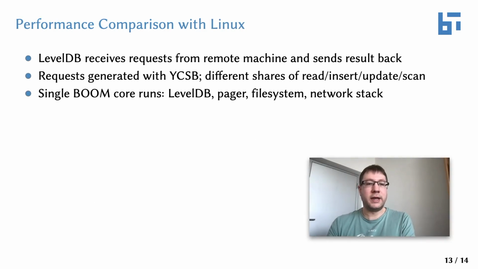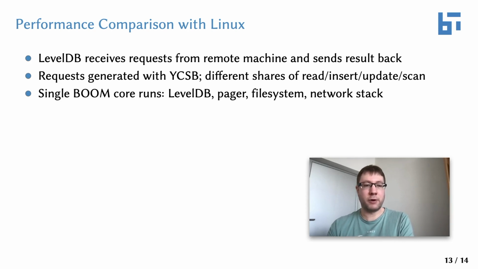Now let us look finally at the performance comparison with Linux that we did. So we run both the Linux and M³v on our FPGA platform. And we used LevelDB as the benchmark that runs on the FPGA platform and receives requests from a remote machine and sends the results back afterwards. The requests are generated with the Yahoo Cloud Serving benchmark YCSB, and we use different shares of read, insert, update, and scan operations because they behave a bit differently. In both cases, so both M³v and Linux, we use a single Boom core for the measurements.